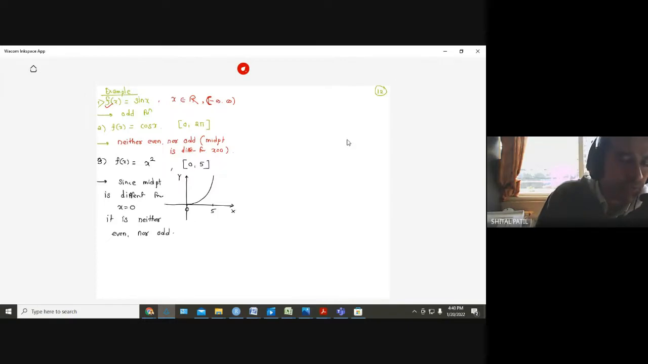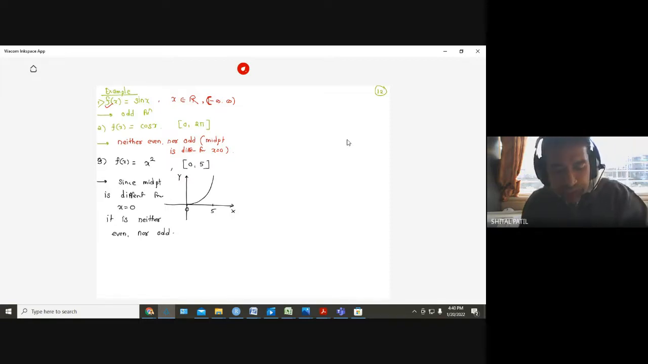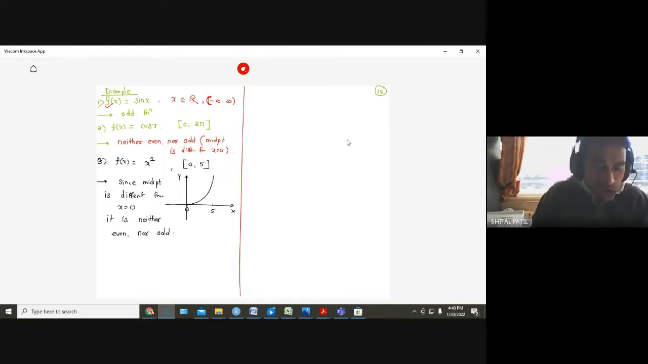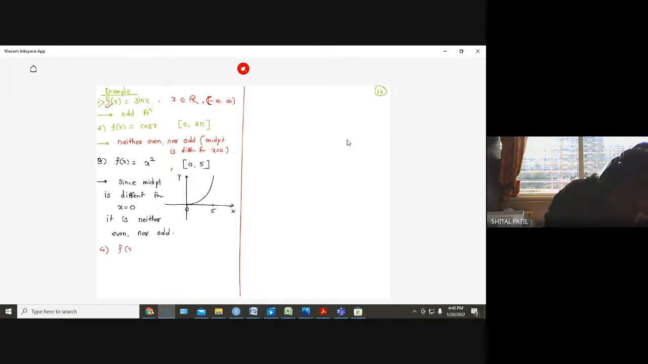Getting it, everyone? I'll repeat. Whenever you want to check whether a function is even or odd, the first condition to be checked is that the midpoint of the interval should be x equal to 0. If it is so, then only go to the next condition, whether f of minus x equals f of x or not. So in examples 2 and 3, since the midpoint is different from x equal to 0, it is neither even nor odd function. Great. Next. f of x equal to 5 minus x square.